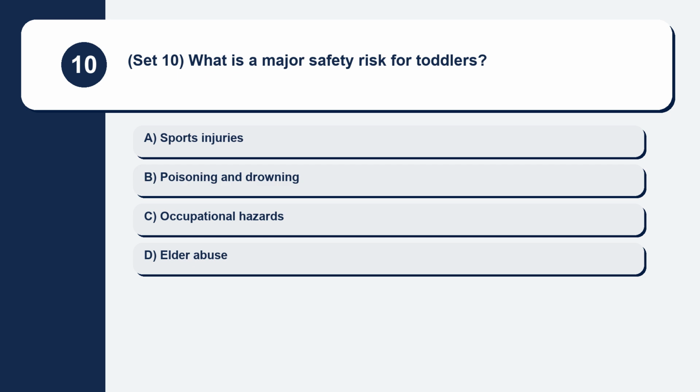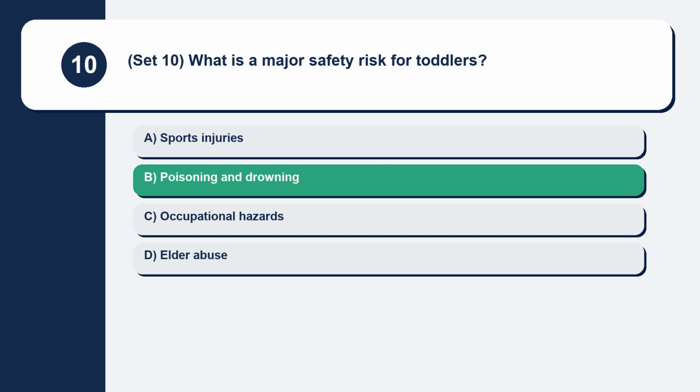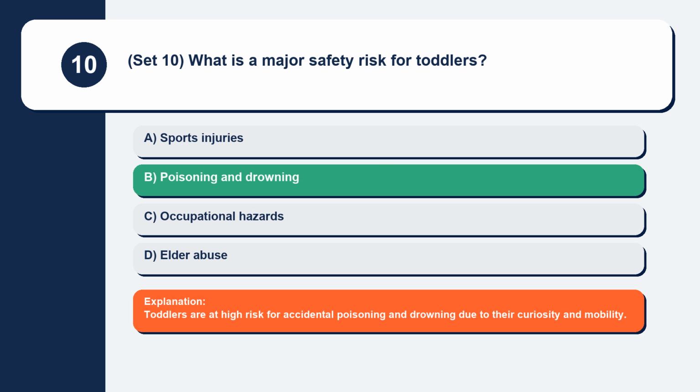Question 10. Set 10. What is a major safety risk for toddlers? Sports injuries, poisoning and drowning, occupational hazards, elder abuse. Toddlers are at high risk for accidental poisoning and drowning due to their curiosity and mobility.